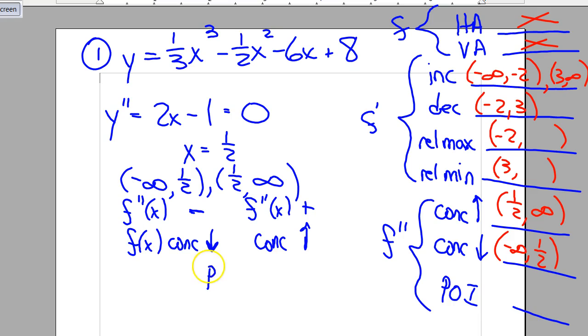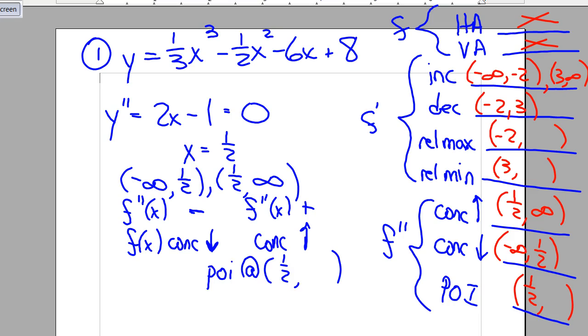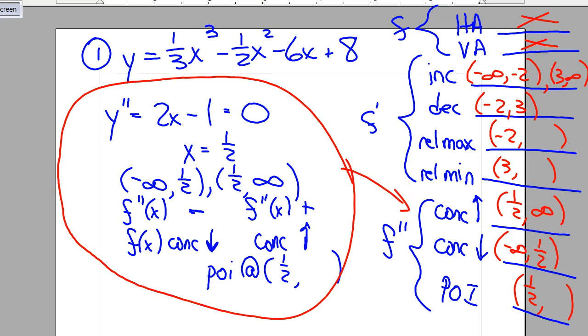There is a point of inflection at 1/2 comma something, and how would I find the something? Plug into the original. I'm not going to do that right now, but there would be a point of inflection at 1/2 comma whatever. And then what we'll do, again, either tomorrow or the next day, is put all that stuff on a graph and connect everything. So this right here, that's circles. That and that is like today's ones. It's the same thing as before, right? Just in a different way. Questions on this at all?